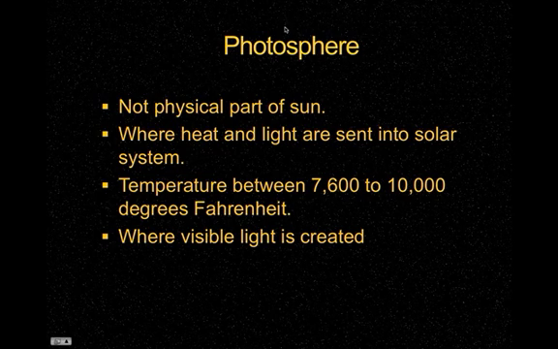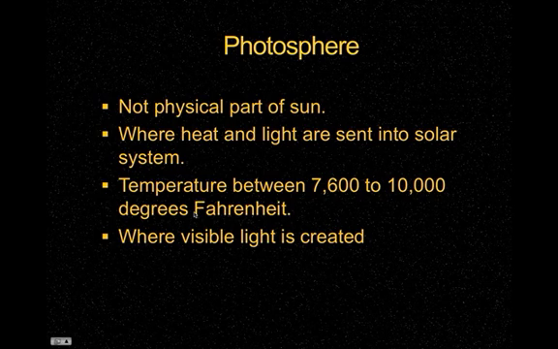The photosphere, while it's not a physical part of the sun as we see in the sphere, kind of denotes the fact that it's in the atmosphere of the sun right around it. So it's very close to a part of it, but it's still technically not a part of the sun per se. This is where heat and light are sent into the solar system. The temperature we see is around 7,600 degrees to 10,000 degrees Fahrenheit. This is where UV light comes from, where our visible light is created in the photosphere, and so that is the part of the sun that we see.